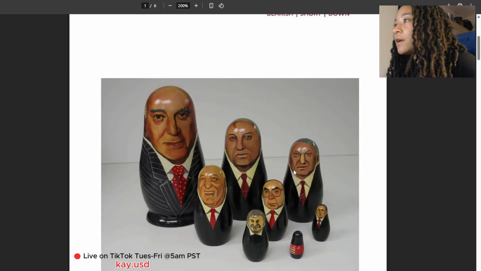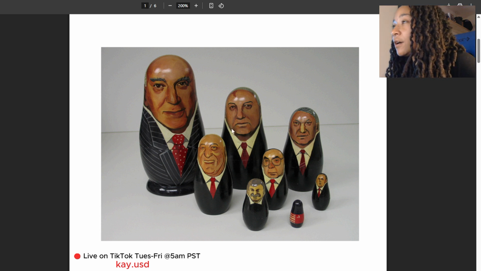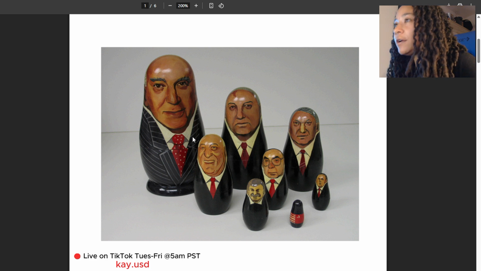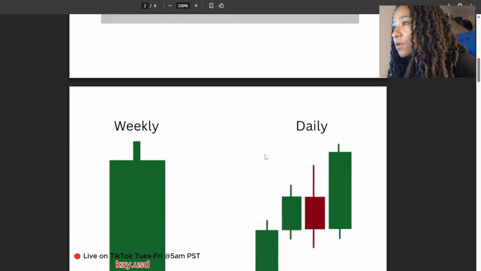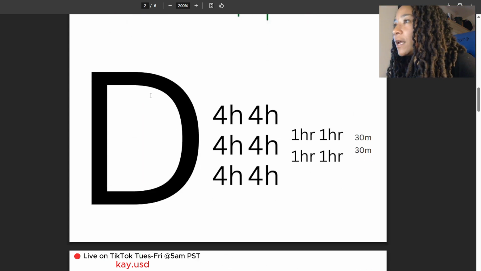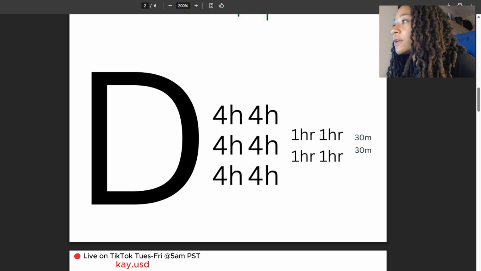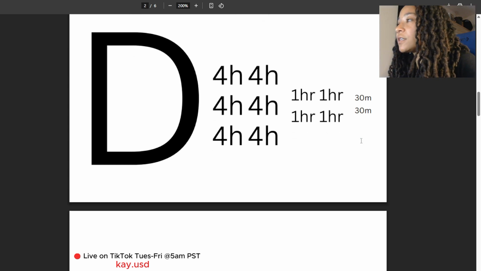All right. Now, how I like to think of candlesticks is as Russian dolls. Within one larger Russian doll is a bunch of smaller Russian dolls, right? Candlesticks are the exact same thing. Within one weekly candlestick are 5 daily candlesticks. So the 5 daily candlesticks you see here are what make up this one weekly candle. And then also within one daily candle, you have 6 4-hour candlesticks. Within one 4-hour candlestick, you have 4 1-hour candlesticks. Within one 1-hour candlestick, you have 2 30-minute candlesticks, okay?